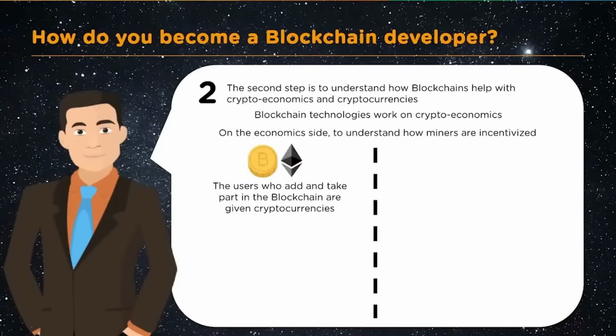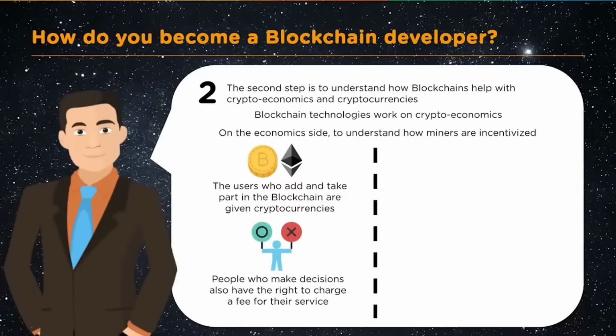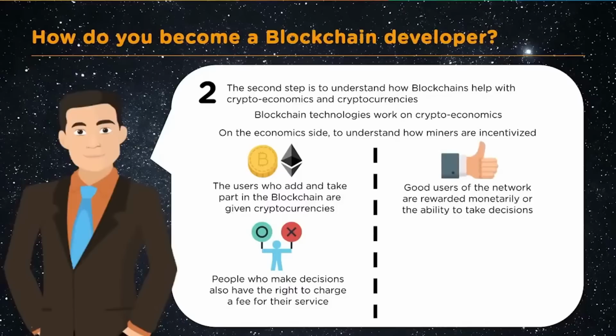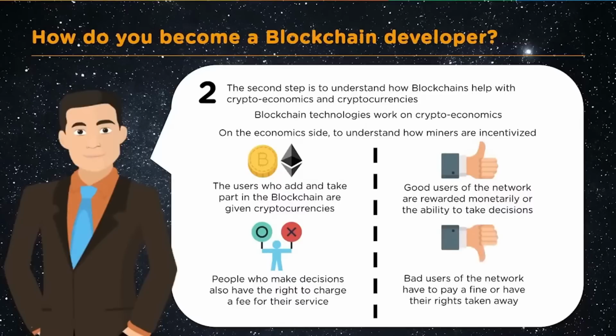On the economic side, you need to understand how miners are incentivized. The users who add and take part in the blockchain are given cryptocurrencies. Now, people who take decisions also have the right to charge a fee for their service. For example, if a person has a block and he has to decide what transactions he's going to add to that block, he has the right to charge you some amount of money if you want your transaction to be added to his block. Good users of the network are rewarded with monetary compensation or the ability to take decisions. Bad users of the network have to pay a fine or have their rights to take decisions stripped away.